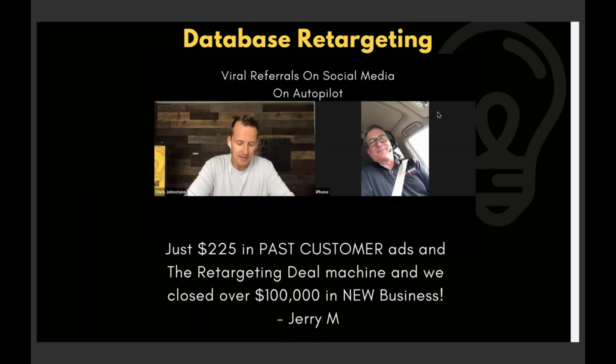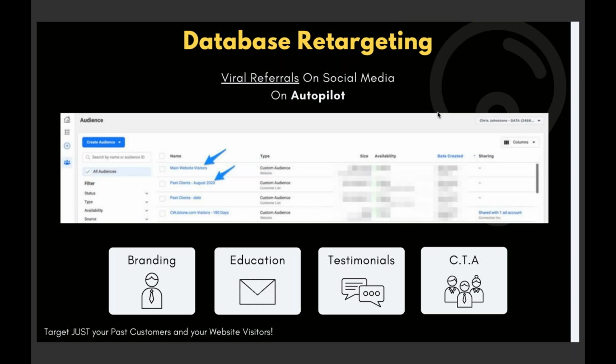This is our client, Jerry. He took his past customers, loaded them into a custom audience inside Facebook ads, ran $225 in ads on Facebook, and generated, sorry, I have a little bit of a lisp and I just said Facebooks. So my apologies, it's Facebook. He ran $225 in Facebook and Instagram ads. And from that, he closed over $100,000 in new commissions from the referrals and the leads that he got from that ad campaign. So here's exactly how it works.